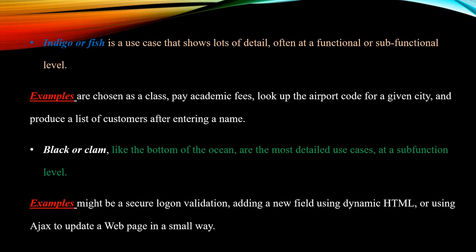The indigo or fish is a use case that shows lots of details, often at a functional or sub-functional level. Such examples would be to choose a class, pay academic fees, look up the airport code for a given city, and produce a list of customers after entering a name. The black or the clam, like the bottom of the sea, are the most detailed use cases at a sub-function level. Examples might be to secure login validation, adding a new field using dynamic HTML, or using Ajax to update a web page in a small way.